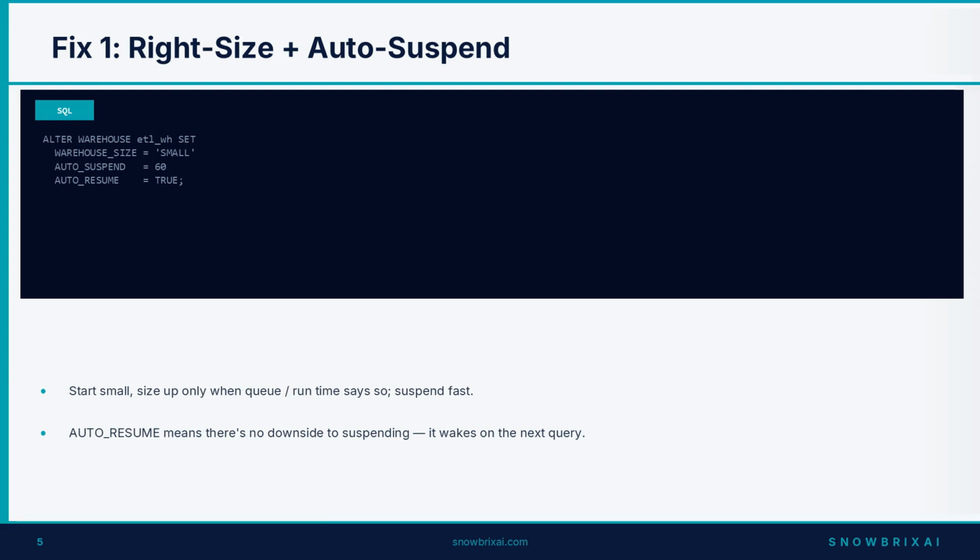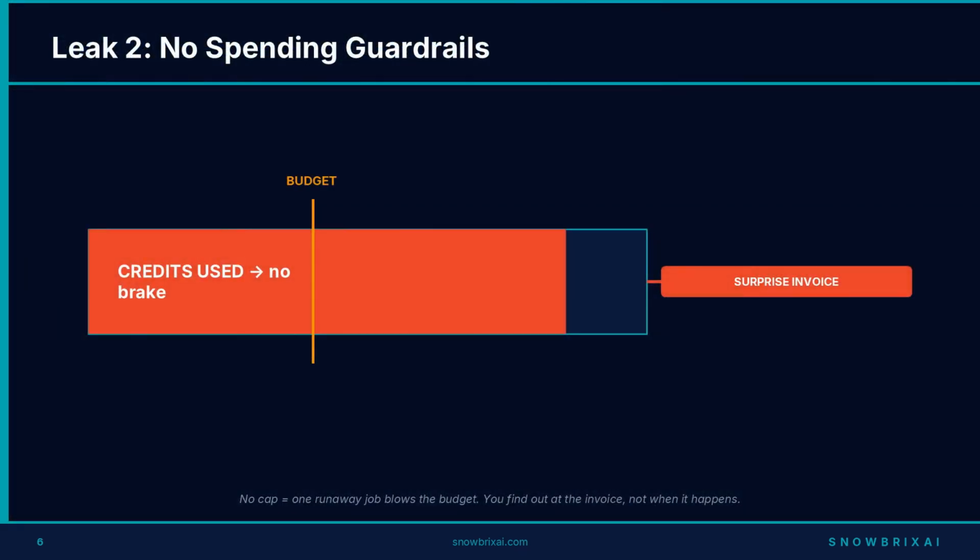Now leak number 2. Imagine a runaway job at 2 a.m. A bad join, a forgotten warehouse left running over a weekend. With no cap, it just keeps spending. This is leak 2, no spending guardrails, and here is the painful part: you find out at the invoice, not when it happens. By then, the credits are already gone. A guardrail flips that around. It turns a surprise bill into an automatic stop. Let me show you how to build one.